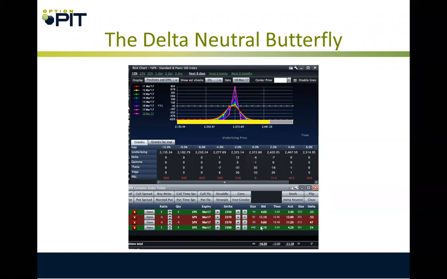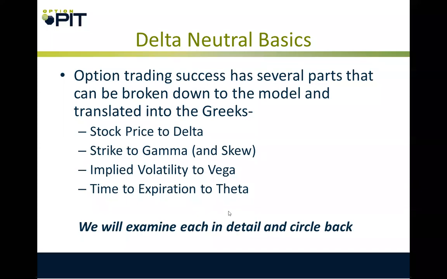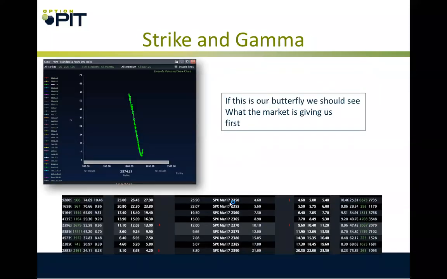Because it just adds a level of complexity, right? So one thing when you're looking at a fly, do you see how you have the 2350 strike, 2370 strike, and 2390 strike? What I want you to keep in mind is all of those strikes have unique volatilities.